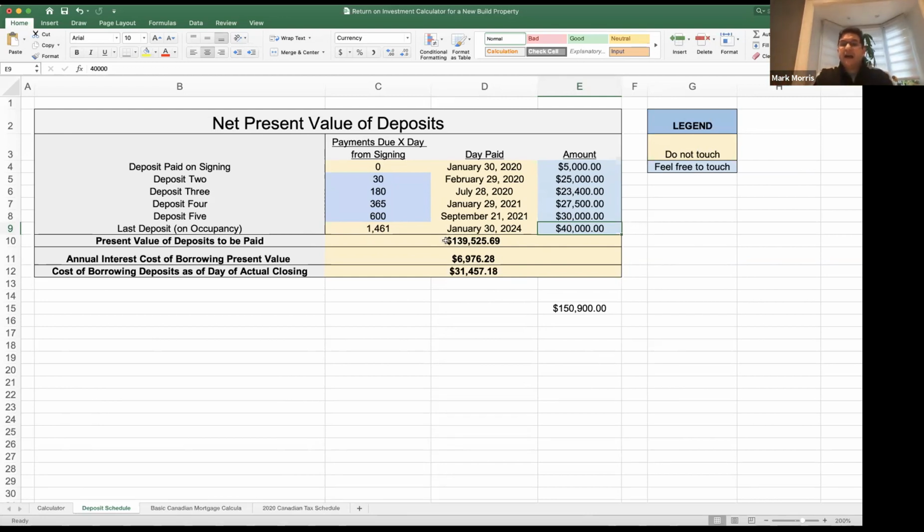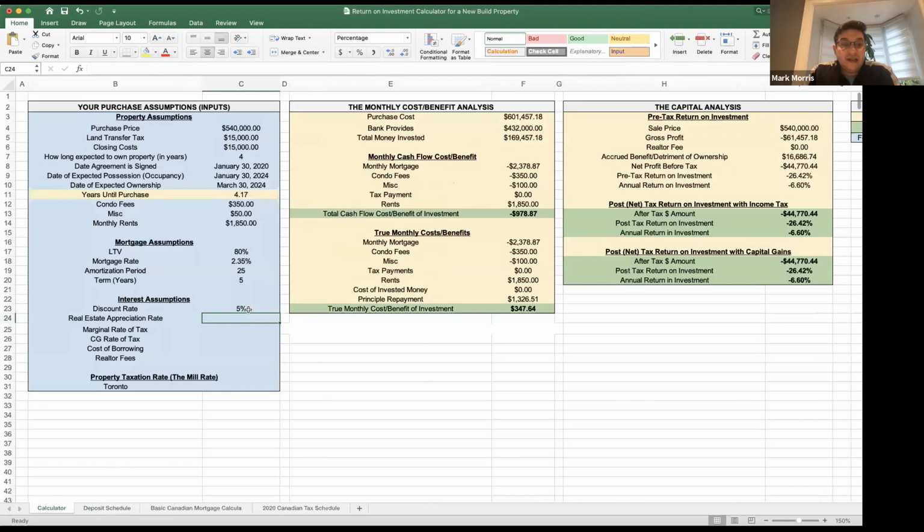That's great. And because we now have that present value, because we now know what we are paying in day 1, even though we're paying it in day 600, even though we're paying it on January 30th, 2024, we can start saying, all right, it's as if it is paid in day 1. And because that's paid in day 1, we can now figure out what the annual cost of borrowing on that amount is, which happens to be $6,976. Why? Because we are taking C23, which is our discount rate. We're saying that the discount rate in this case is the interest rate.